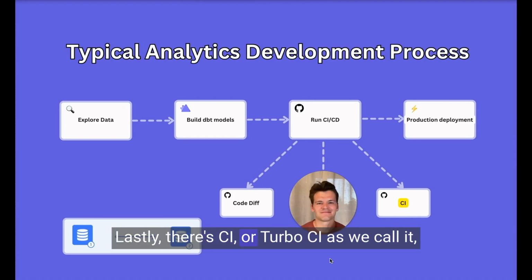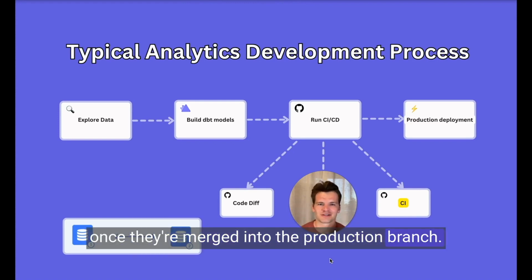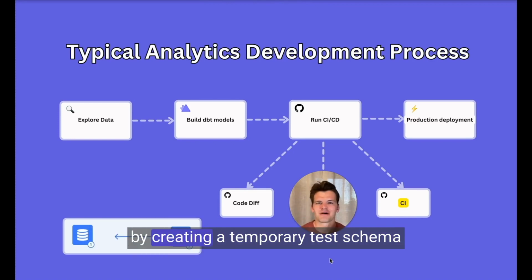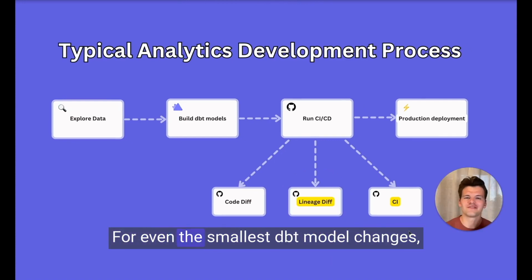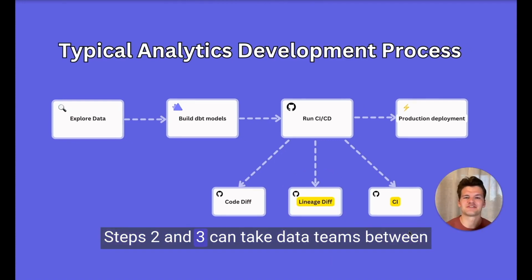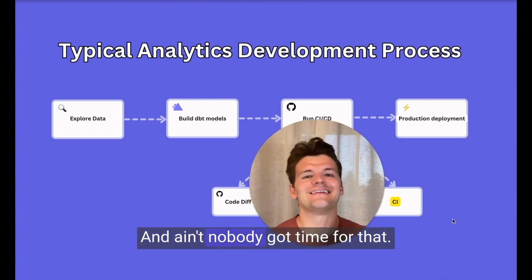Lastly, there's CI, or Turbo CI as we call it, where you can verify if your dbt model changes will break pipelines once they're merged into the production branch. And Turbo CI takes care of all that by creating a temporary test schema and running it against your various dbt tests. For even the smallest dbt model changes, steps 2 and 3 can take data teams between a few hours and a few days to complete. And ain't nobody got time for that.